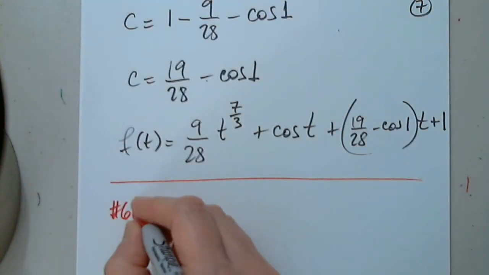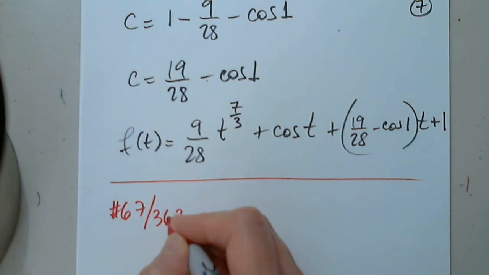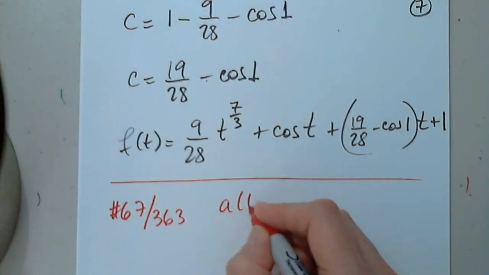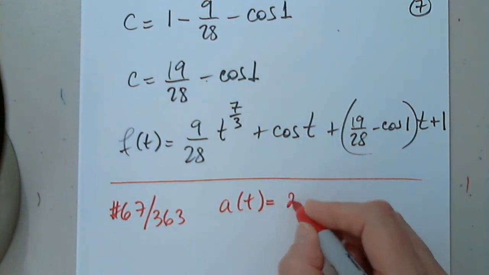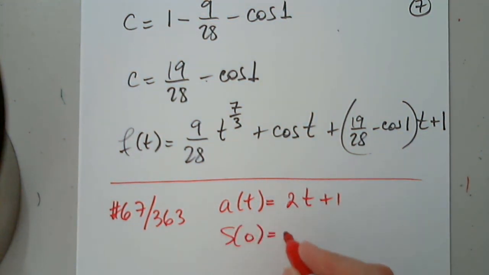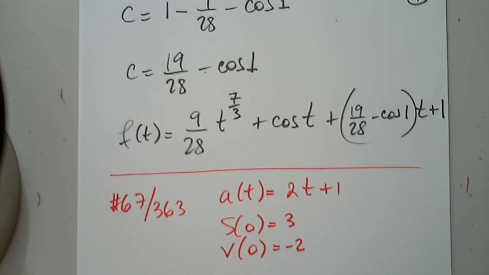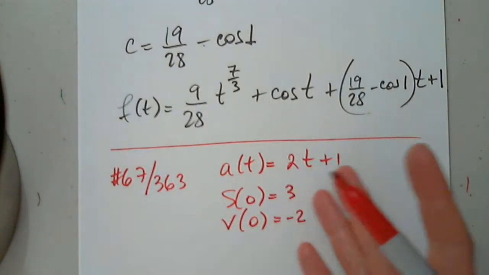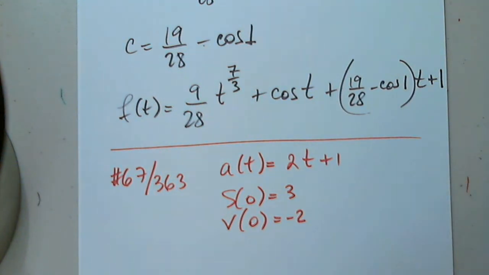Problem 67, 363. A of t. What derivative is A of t? The second. Good. Sorry, so they're asking us: a particle is moving with given data. Find the position of the particle.